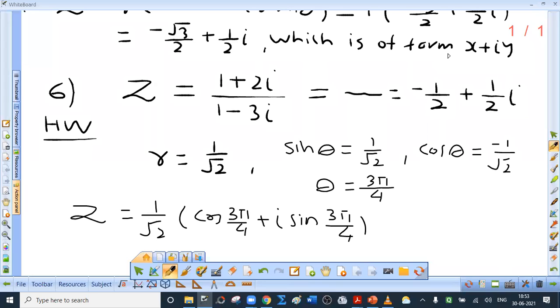Now sum number 6, find the modulus and argument of the complex number 1 plus 2i upon 1 minus 3i. This is for homework, because after simplification you get a complex number which is similar to, I don't exactly remember the sum number, but it is from question 4. Let me check. What was that? Minus half plus half i. Anyway.